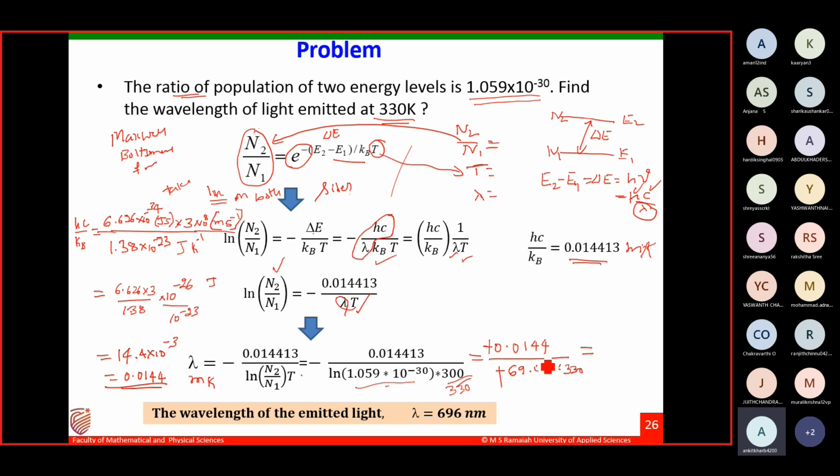Okay, I am getting this value. One minute, let me do this. Okay, 0.0144.